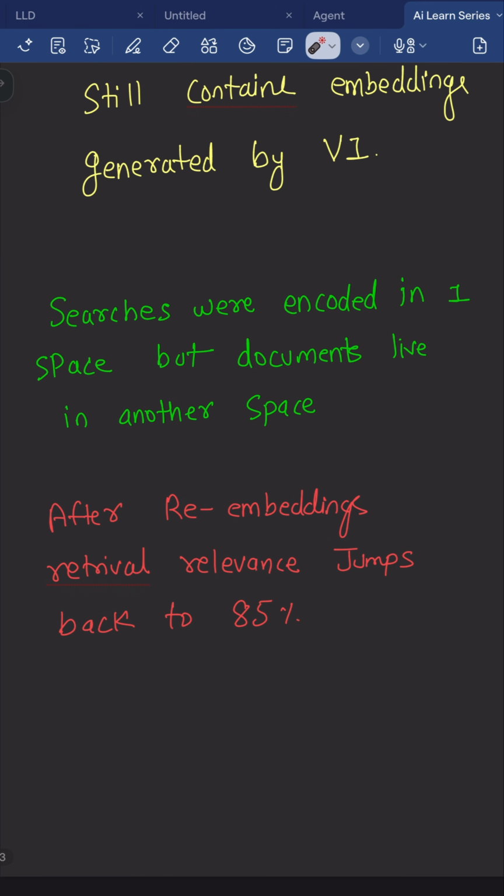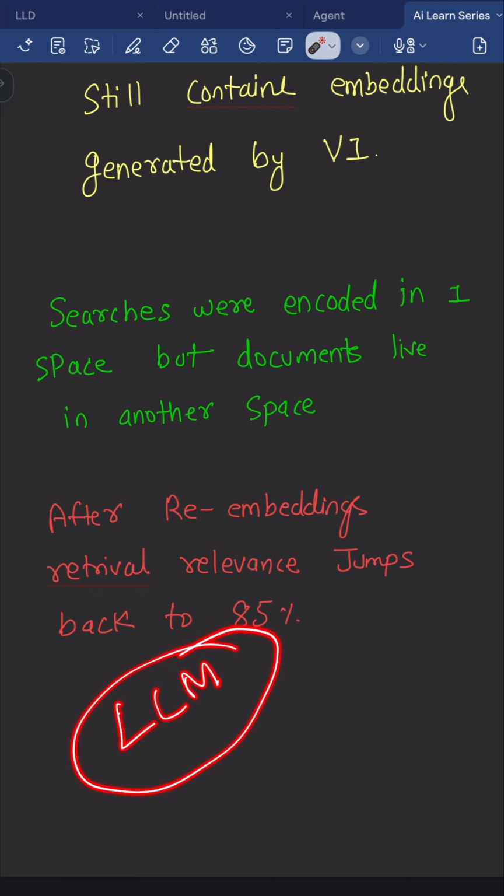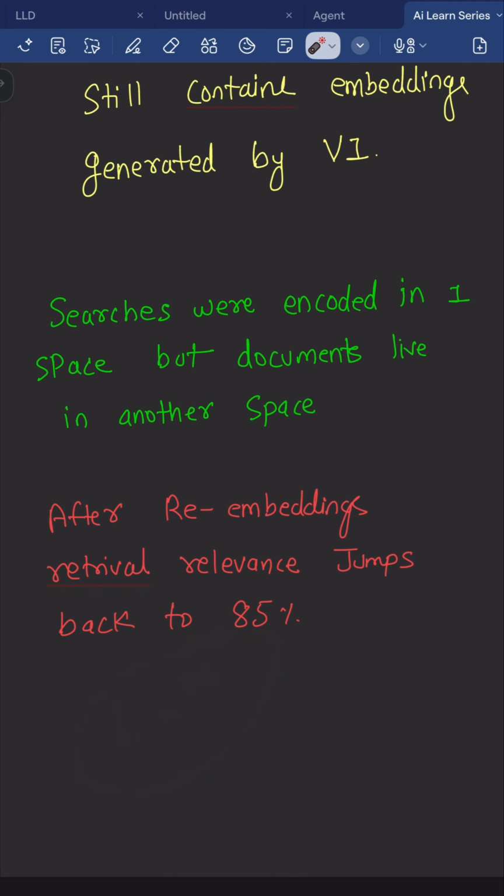After re-embedding, the retrieval relevance jumped back to 85%. So the problem was with retrieval. If something is going bad with RAG, the culprit is not always the LLM. You also have to check the quality of the data and how the retrieval is working. If the retrieval is not working well, then your results are going to be bad.